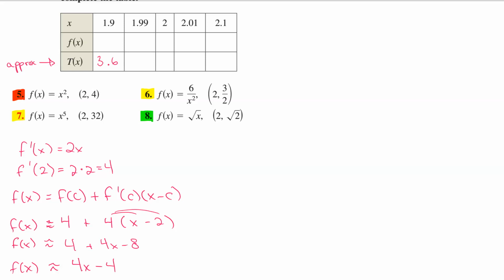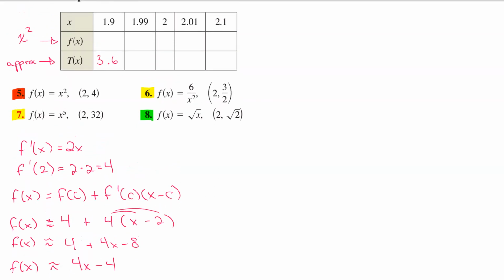Where t is going to be our tangent line approximation, and f of x is going to be our actual function x squared. So what I'm doing right now is I'm plugging these values in. So for the top one here, I did 4 times 1.9 minus 4. That gives me this tangent line approximation. And for the top one, you do 1.9 squared. Using the actual function, that would give you this value. So I'm just going to go ahead and do those and write them all in our table.